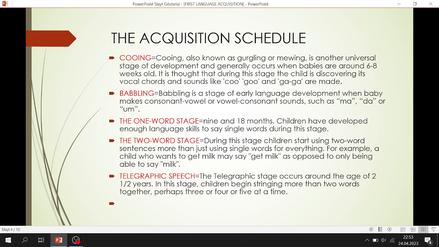Telegraphic speech. The telegraphic stage occurs around the age of 2 years. In this stage, children begin stringing more than two words together. More than two or three, it can be 3, 4, 5, like that. For example, this shoe all wet. As we can understand from this sentence, there are 1, 2, 3, 4 words. Cat drink milk. There are 3 words.